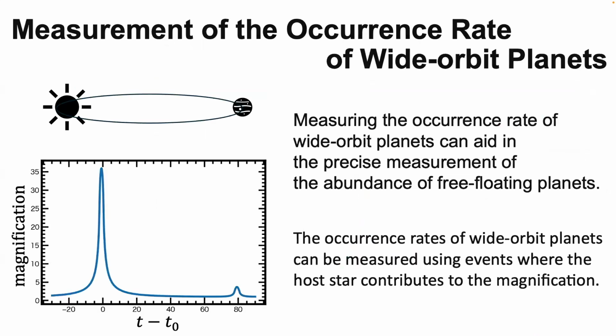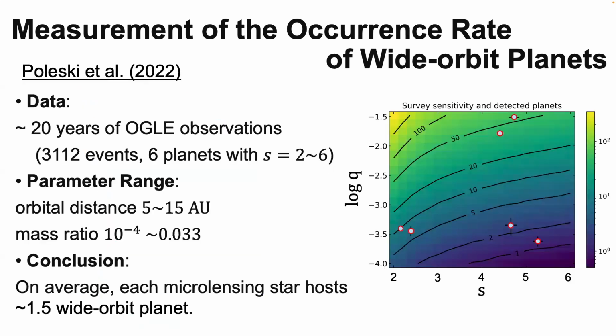So against this background, if the occurrence rate of wide orbit planets is accurately measured, it will lead to a more precise measurement of the occurrence rate of free-floating planets. And by using microlensing events which have two bumps, the occurrence rate of wide orbit planets can be measured. In fact, previous studies have already measured the occurrence rate of wide orbit planets.